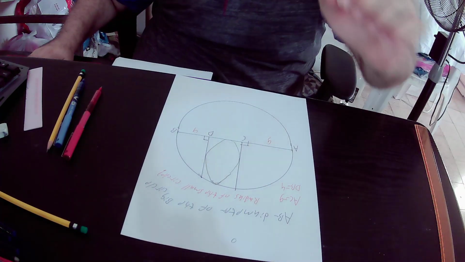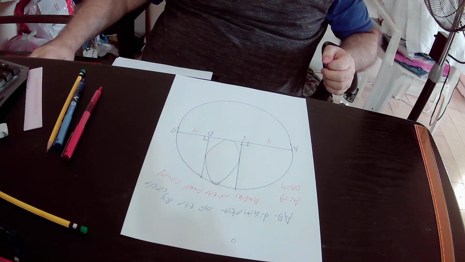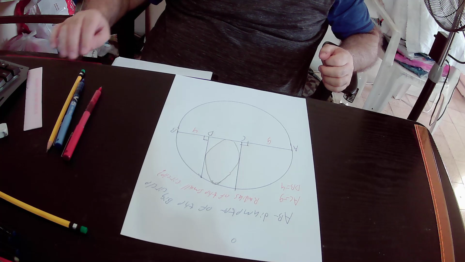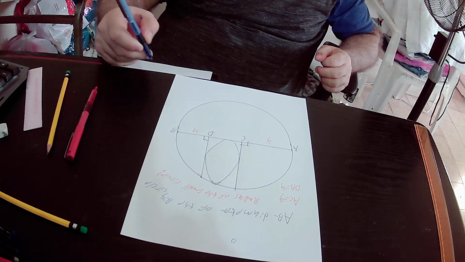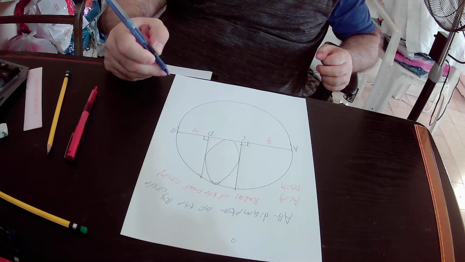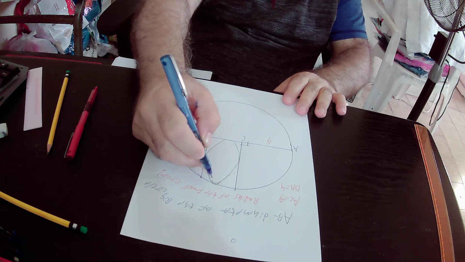Hello, in this lecture we will find the radius of the small circle. In the drawing we have two circles. The circles have internal tangency at this point.